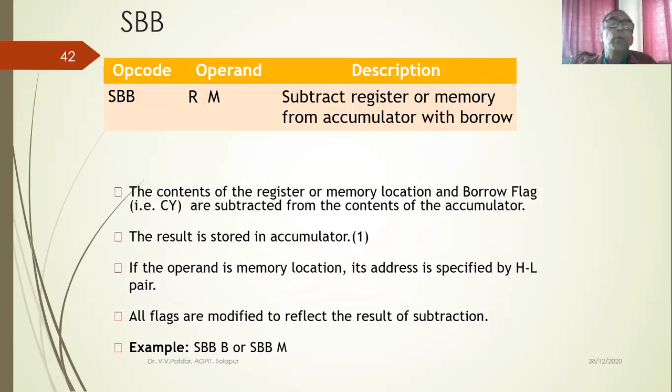SBB is the opcode. Next, operand is R and M. Subtract register or memory from accumulator with borrow. The contents of the register or memory location and the borrow flag are subtracted from the contents of the accumulator. The result is stored in the accumulator. If the operand is a memory location, its address is specified by the HL pair. All the flags are modified to reflect the result of subtraction. Example is SBB B or SBB M.